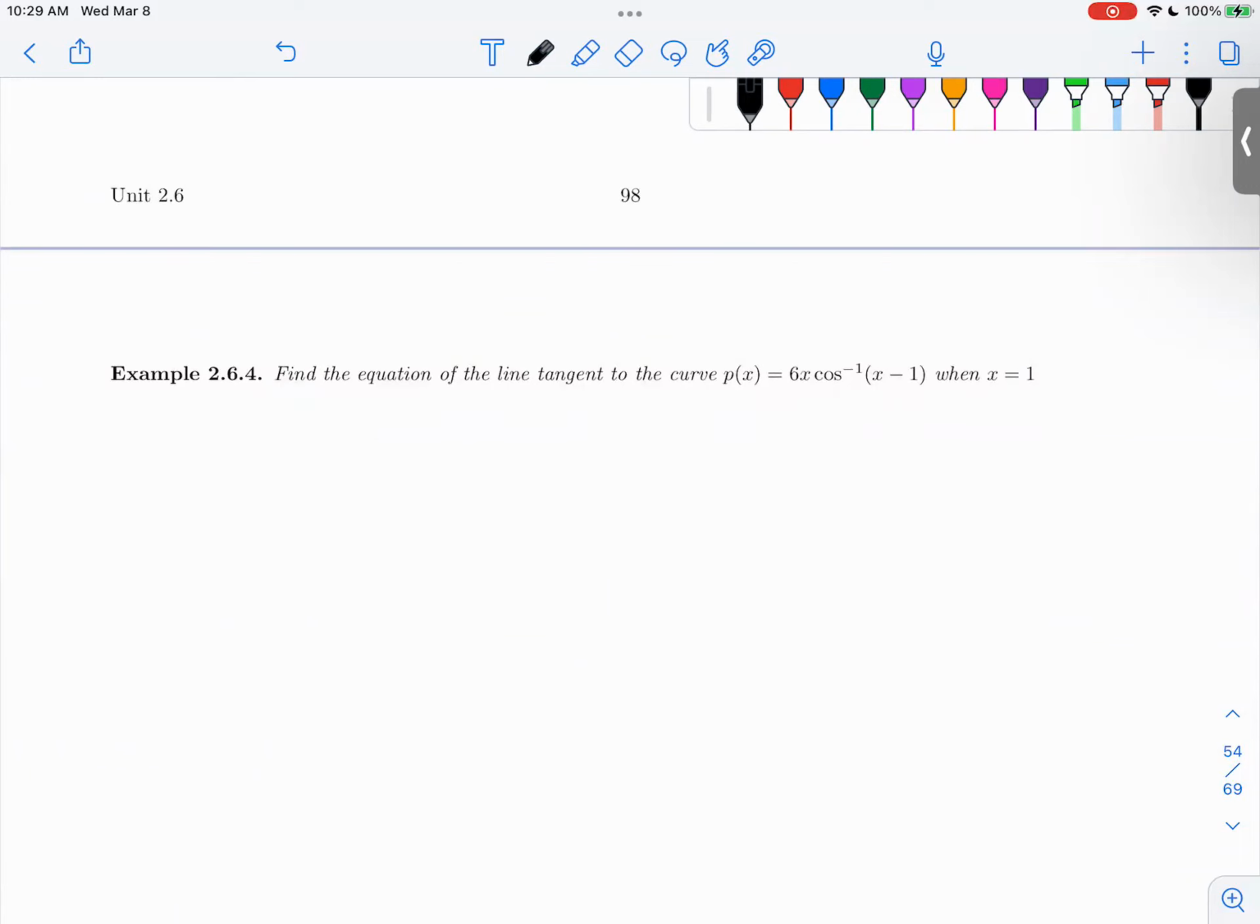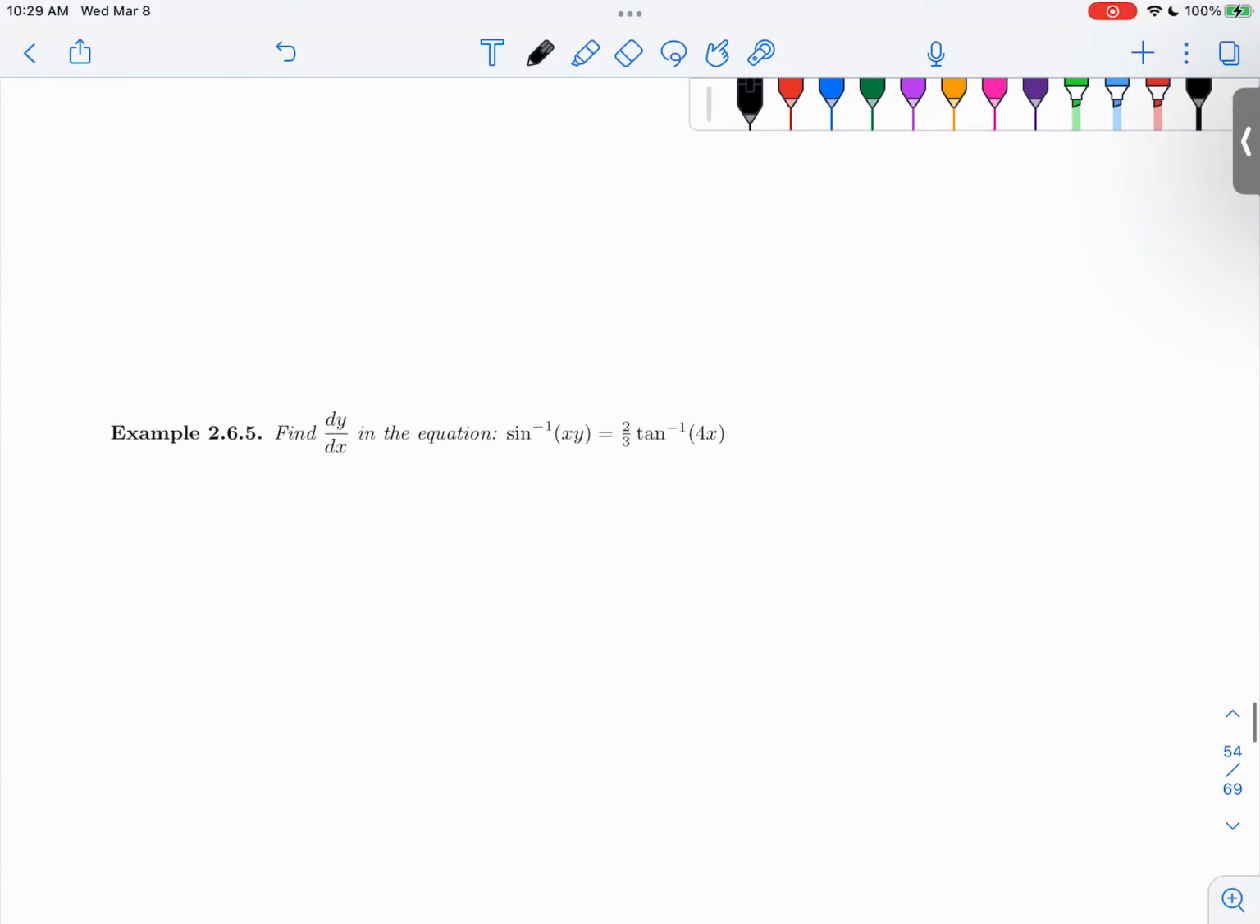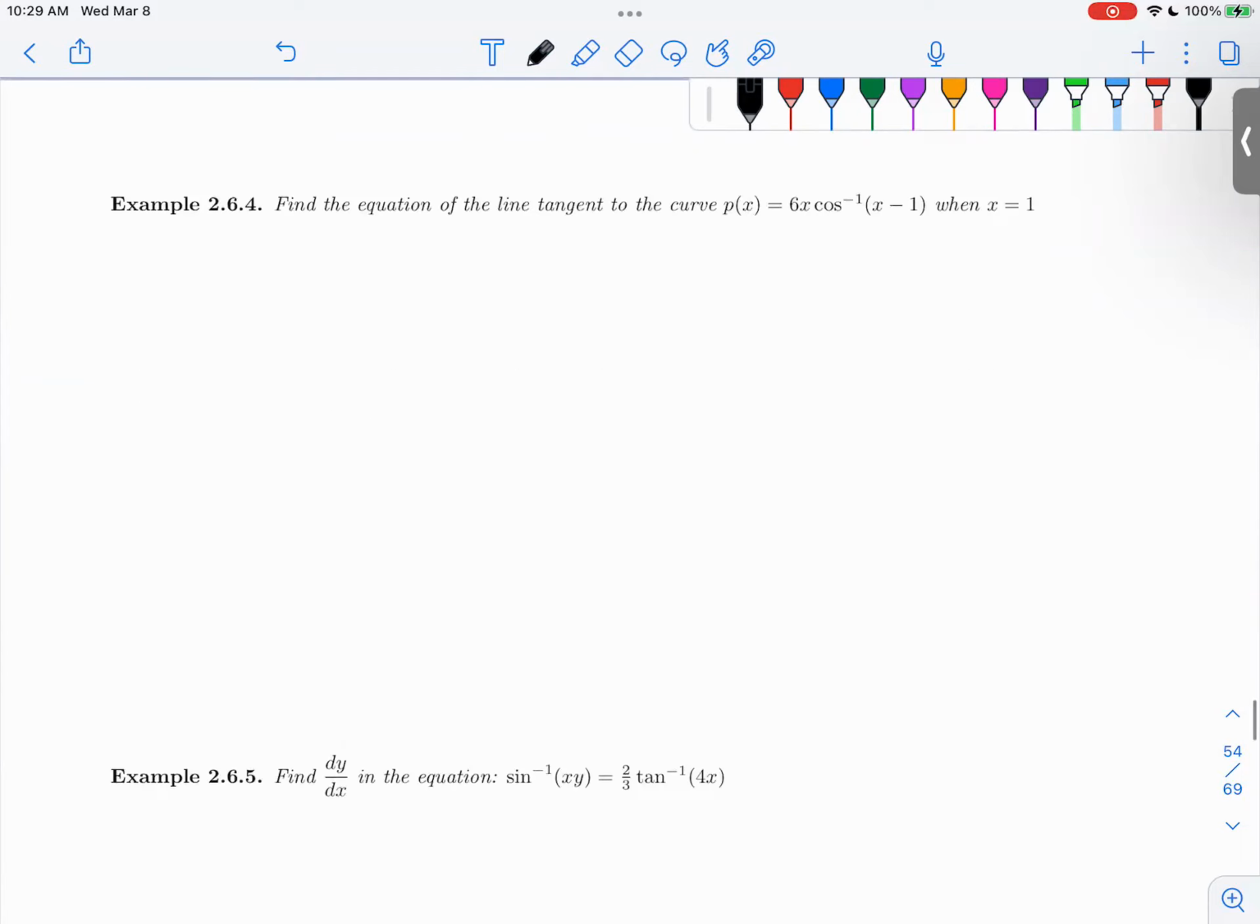In the interest of time, since I want to get to related rates so that we get the bulk of it, I'm going to skip these two ones here. And I'll post a video on how to do those ones, just so that we have it, but I'd rather spend time on something that's new. The main part of this section was to say, hey, we've got these new rules, so let's use them, i.e. finding tangent lines, finding implicit differentiation.